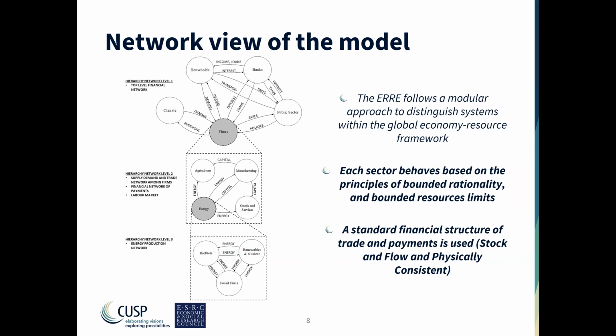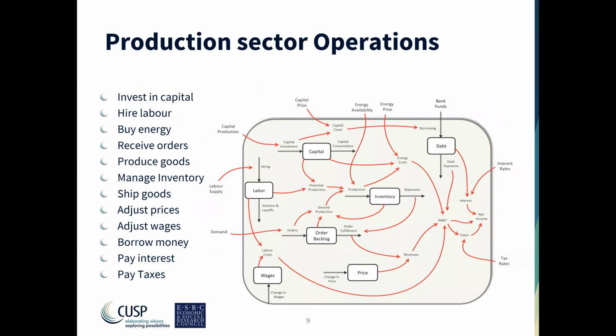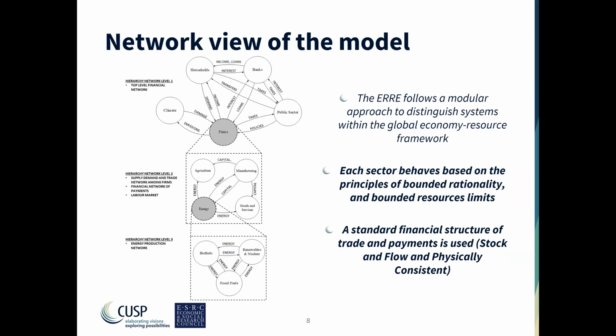All firm sectors are the largest part of the model and have a similar structure among each other to simplify the design. All sectors are based on the principle of bounded rationality and bounded resource limits. All the financial flows are depicted using double entry rule on their balance sheets, generating a closed-loop financial stock and flow consistent economy.